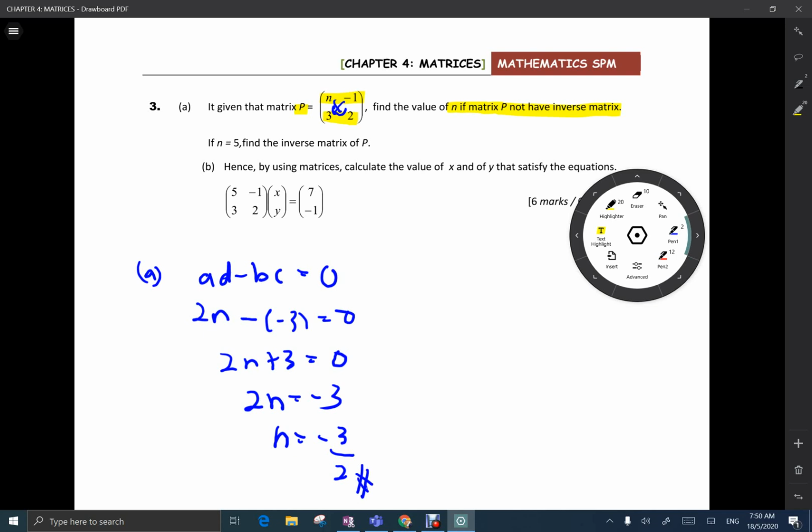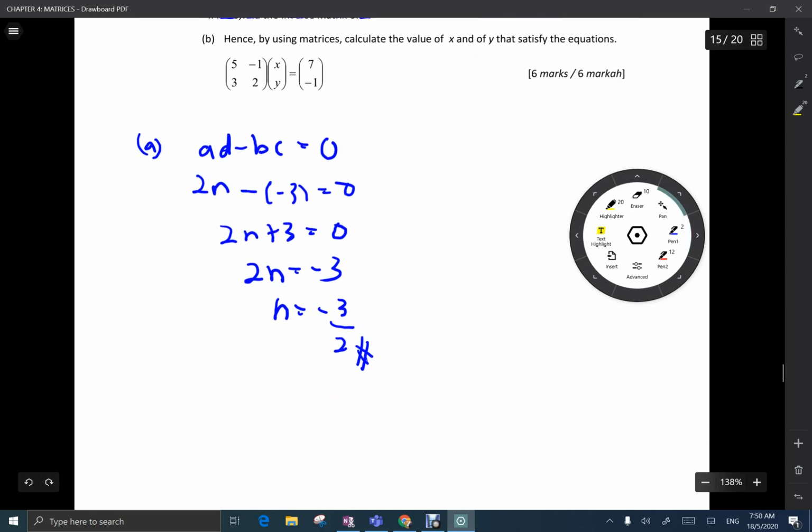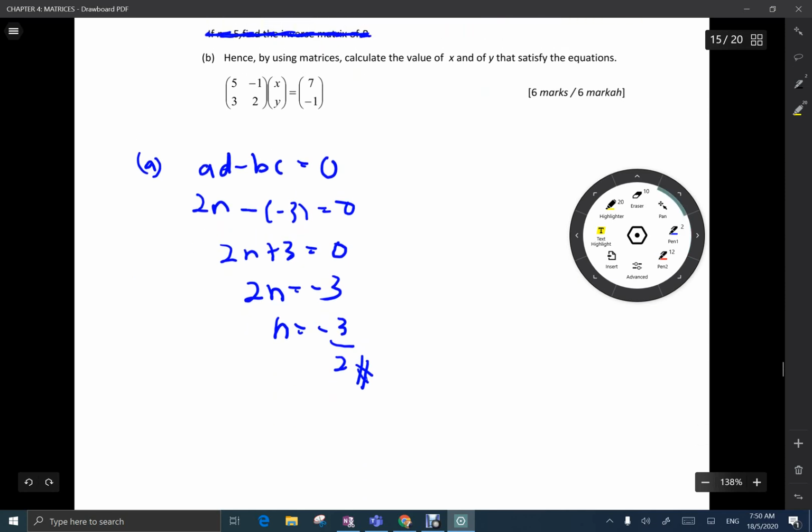Okay. Now, this question, you cancel it, I don't want it. So this one no need to do. Now, B. B is as usual. I don't want to do this anymore, we've done it many times. So, by using matrix, calculate the value of x and y. This one has already taken out the bracket for you. You just need to bring this matrix to here. So, it will become the inverse and then times, do as usual.